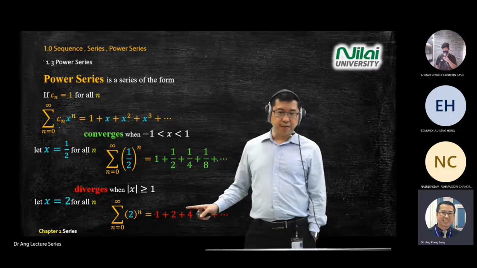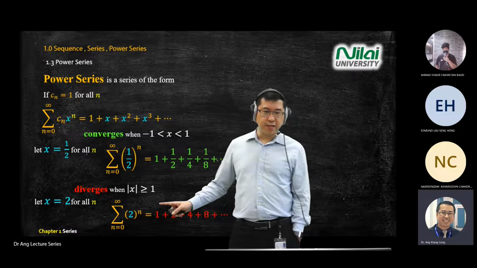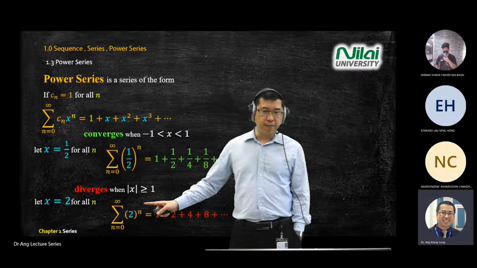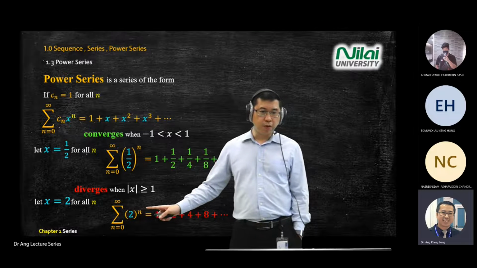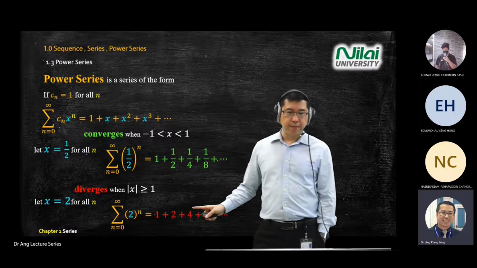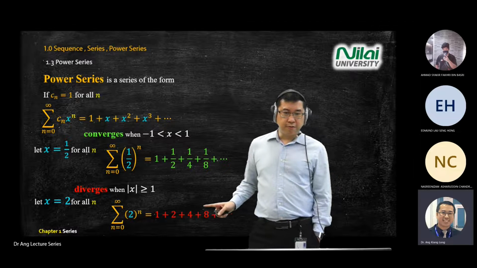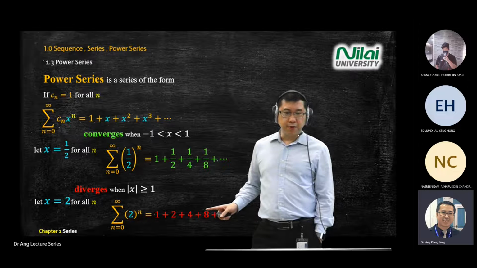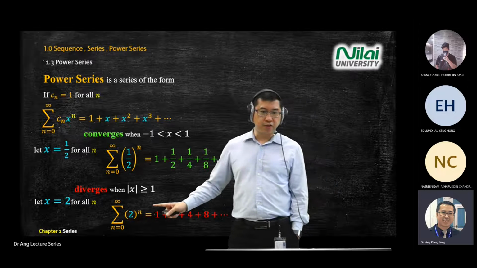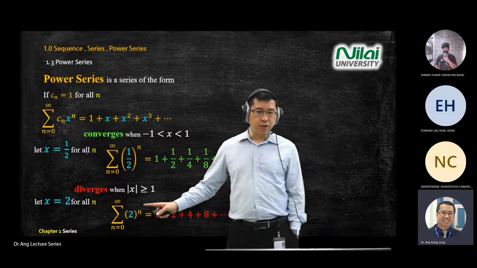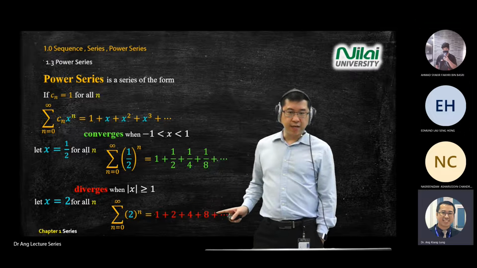How do you get 4? This is the third number, but for the third number in power series, you need to minus 1, so 2. 2 power 2, you get 4. How do you get 8? The fourth number in the series. The fourth number is always minus 1, so your n is 3. So 2 power 3, you get 8. And then dot, dot, dot.